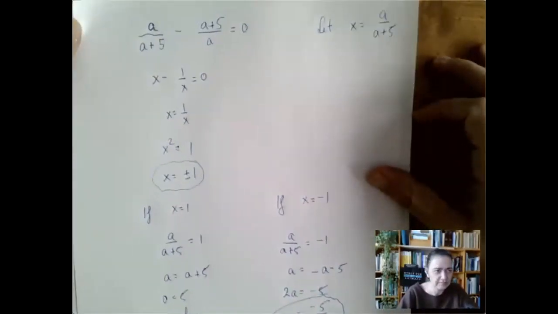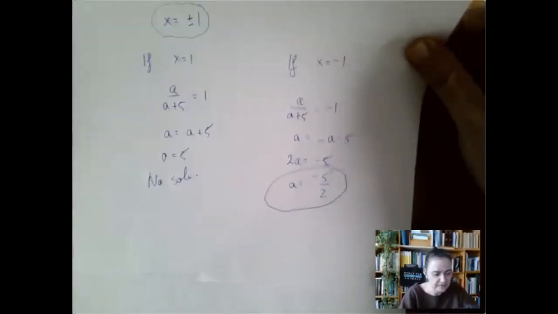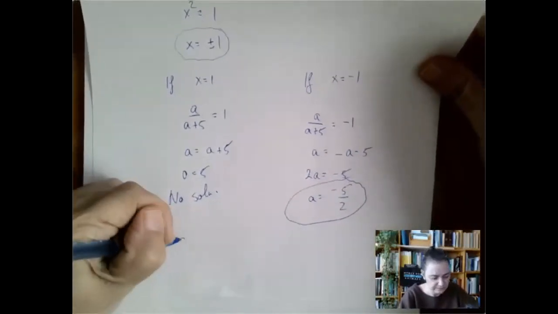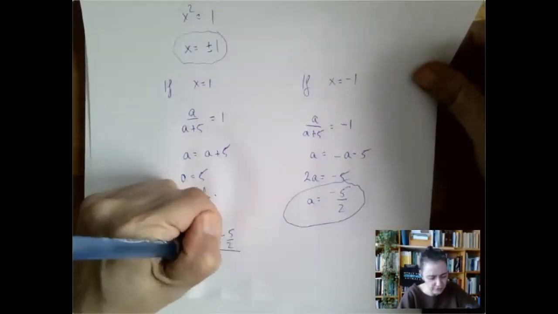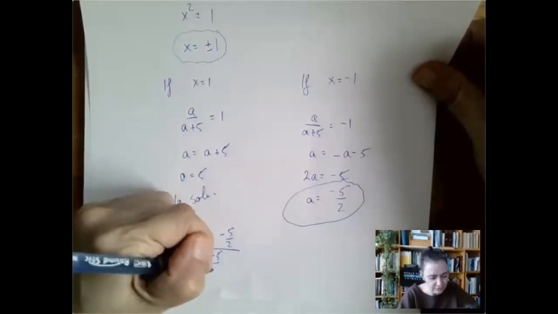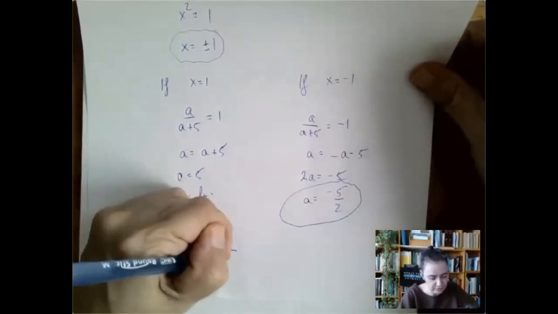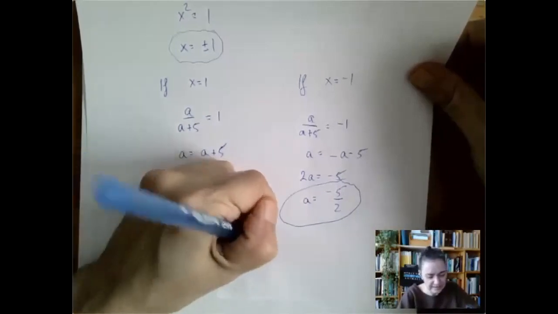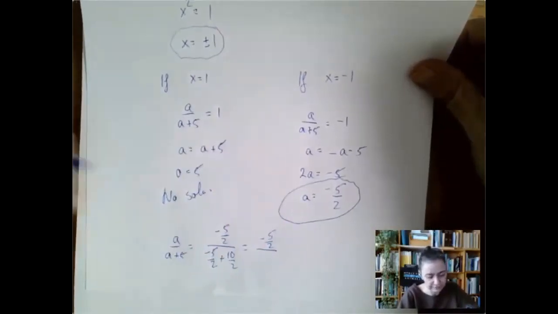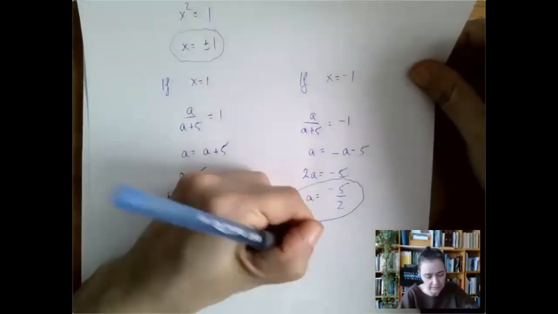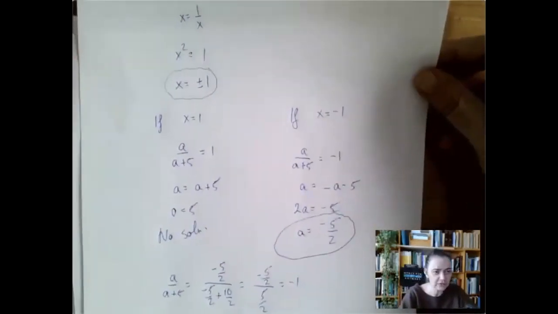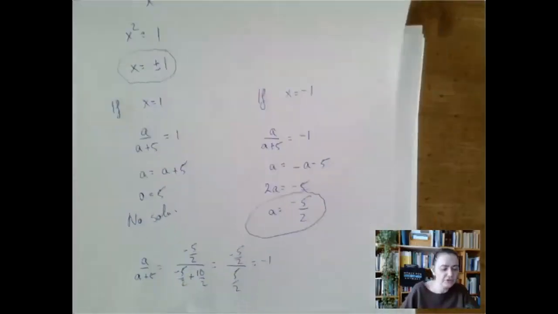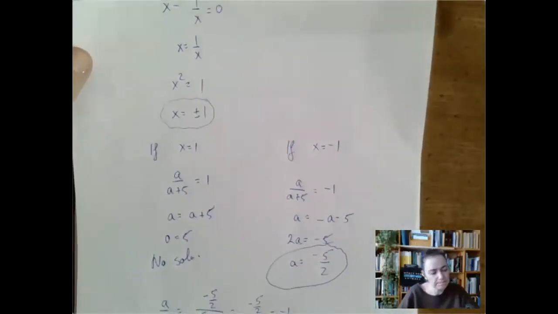You know how to check, but let's just do it anyway. So a over a plus 5 is then negative 5 over 2 over negative 5 over 2 plus 5, or 10 over 2. And that's negative 5 over 2 over 5 over 2, or negative 1. So negative 1 minus negative 1 is going to be 0. So this is an important shortcut, and it's good to recognize when you have certain symmetries in the equation.